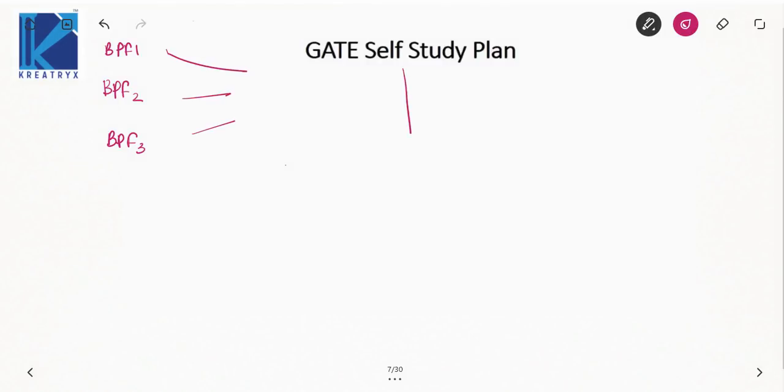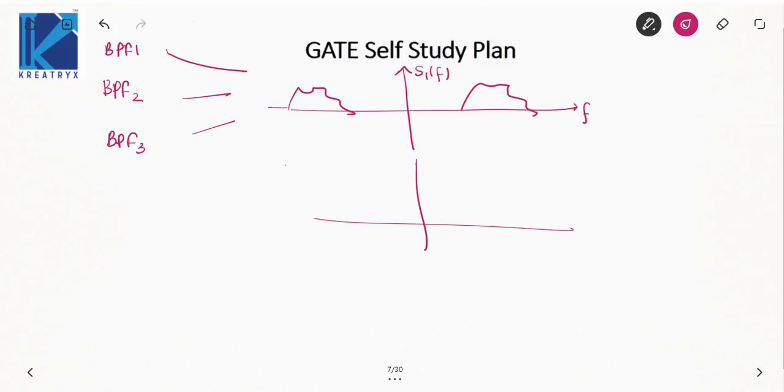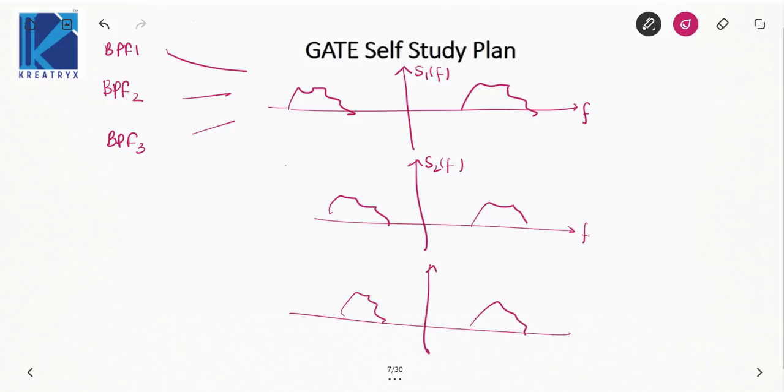So the distorted signal is looking like this. This is our S1(f), this is our S2(f), and this is our S3(f). Because we chose the same carrier frequency to shift the spectrum of each message signal, their spectrum gets added, and they in turn produce a distorted signal which is not our original signal which was modulated. This is also not original, and this is also not original signal.